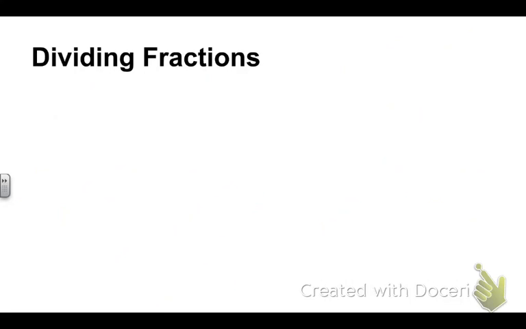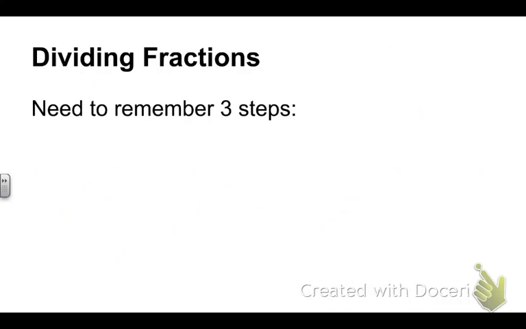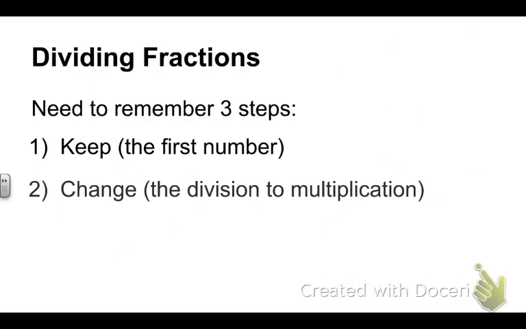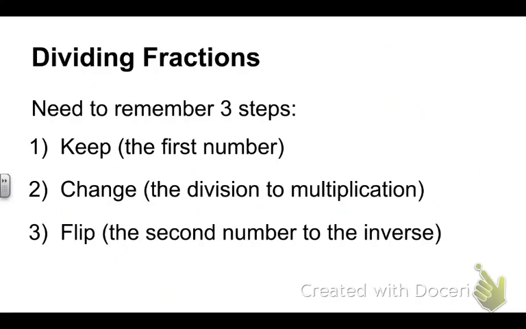Last thing for today is dividing fractions. I don't want to get into this because you've already learned this. Just a little reminder. You only need to know 3 steps. The first step is keep. Keep that first number, whatever it might be. The second step is to change. Change your division to multiplication. And the final step is flip. You need to flip that second number to the inverse. So basically, what is the reciprocal? So keep, change, flip.